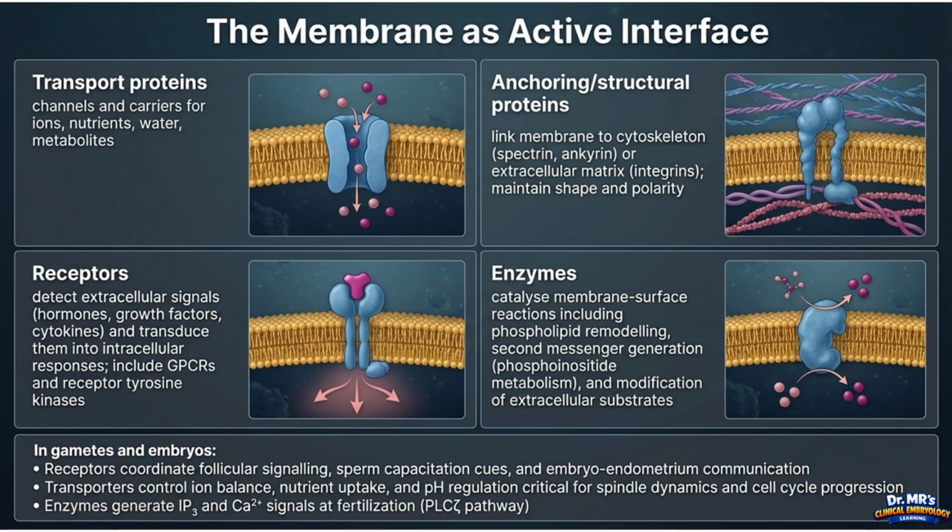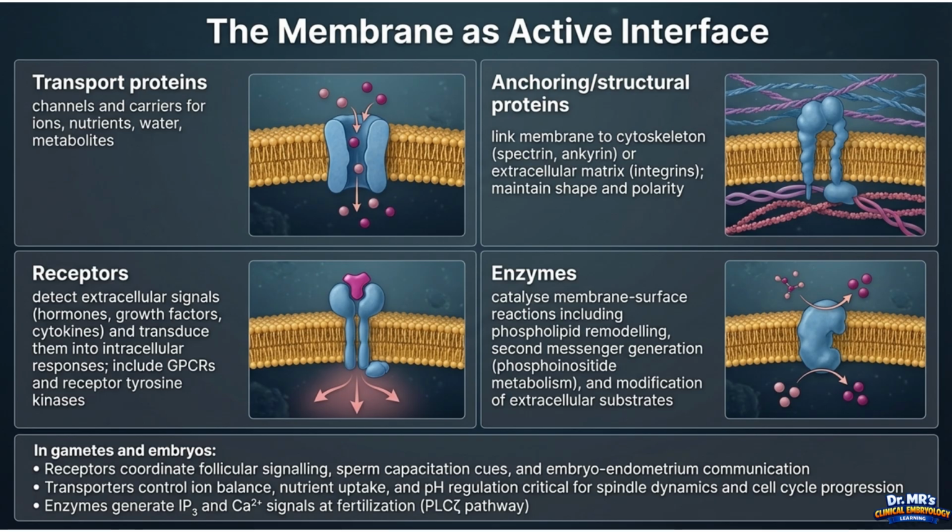the entire maturation cascade. Enzyme proteins, our fourth category, catalyze reactions directly at the membrane surface. Of particular note in reproductive biology are the enzymes involved in phosphoinositide metabolism, specifically phospholipase C, which cleaves phosphatidylinositol 4,5-bisphosphate to generate inositol trisphosphate and diacylglycerol, the 2 second messengers central to oocyte activation at fertilization.